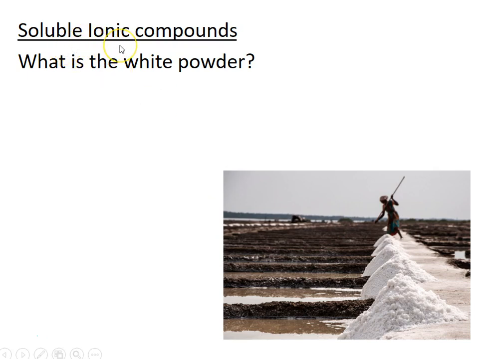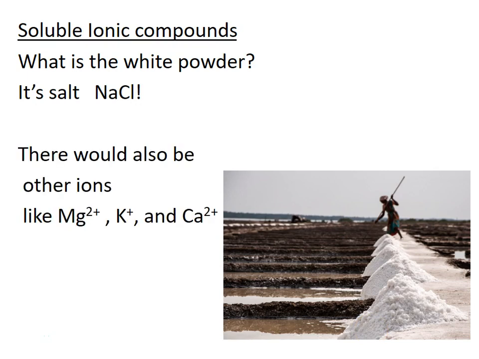So we've looked at the fact that there are ionic compounds, salts, which are soluble. Some sea water has come in here, and the white powder is salt that they've collected from the sea. If you collect sea salt, there's lots of other ions in the sea as well. So as well as sodium chloride in here, there would be magnesium, potassium, calcium, lots of other ions.